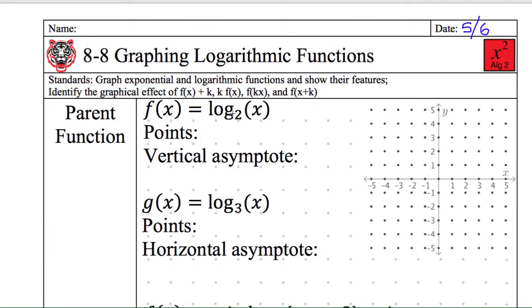Alright, so how do I graph this parent function log base 2 of x? And by the way, the same standards from yesterday: graphing logarithmic and exponential functions, showing their features, and identifying the effects of doing certain things to our function. So log base 2 is the inverse of what function? Something to the power of x. What to the power of x? 2. It is 2.